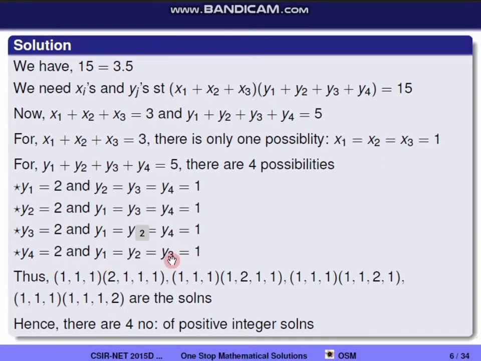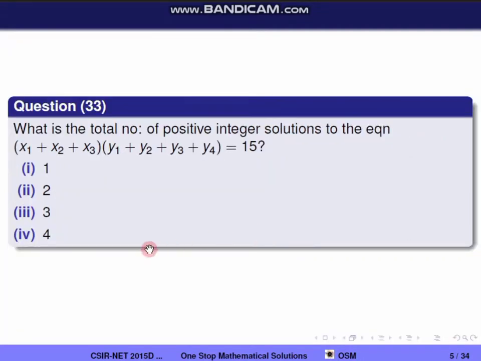Thus the solutions are (1, 1, 1) with (2, 1, 1, 1), then (1, 1, 1) with (1, 2, 1, 1), (1, 1, 1) with (1, 1, 2, 1), and (1, 1, 1) with (1, 1, 1, 2). So there are 4 positive integer solutions satisfying this equation. Now we'll check the correct option. So the correct option is the 4th one.